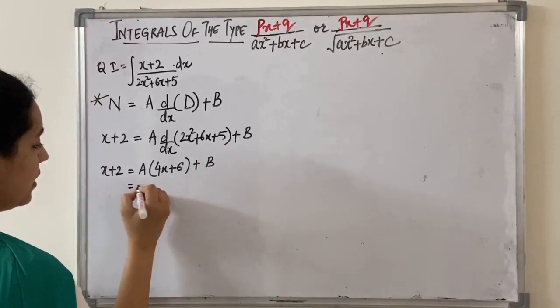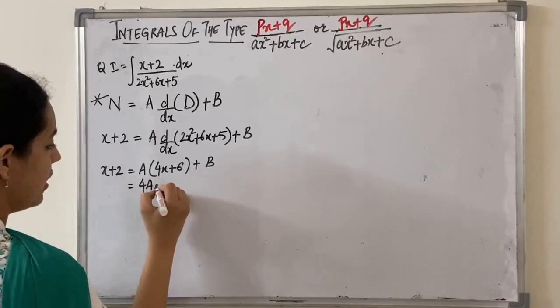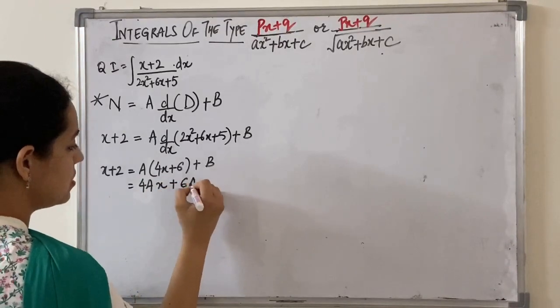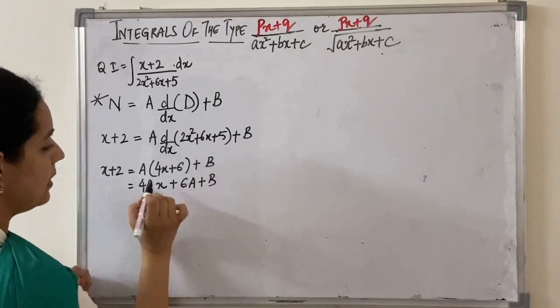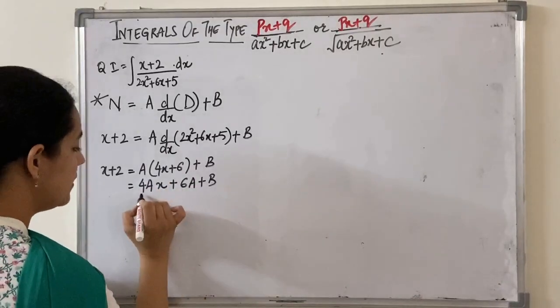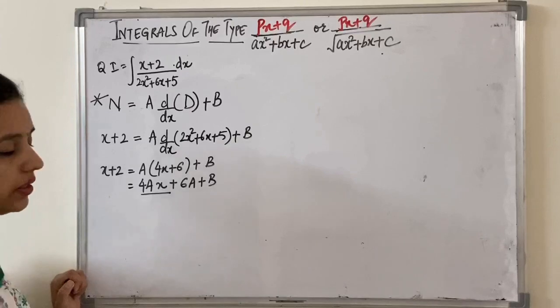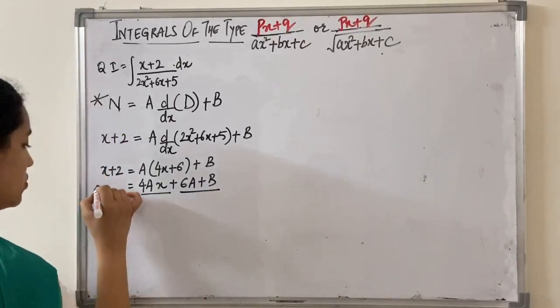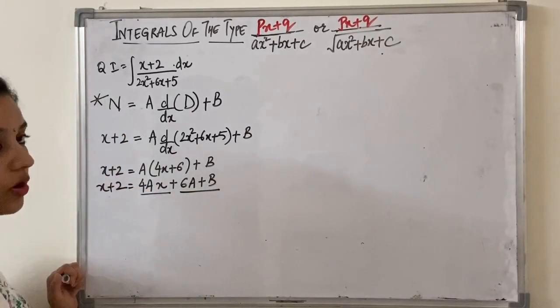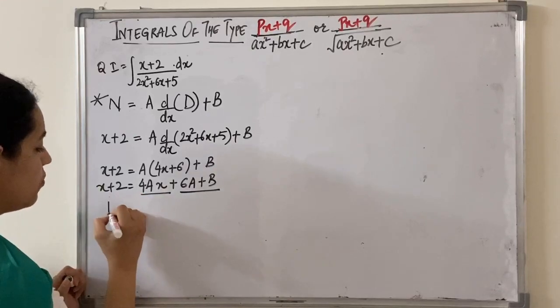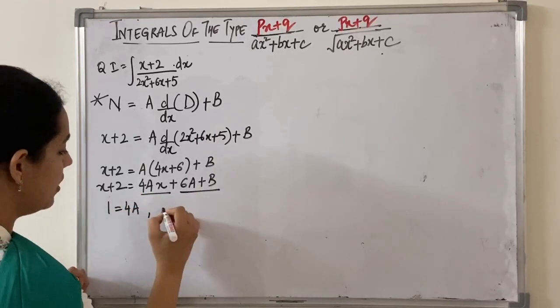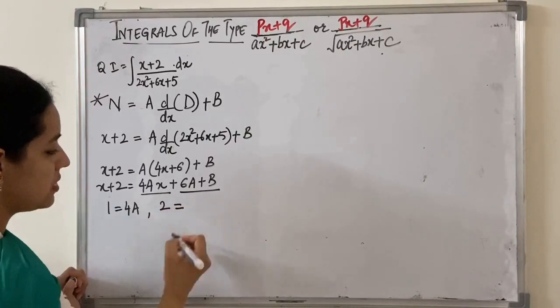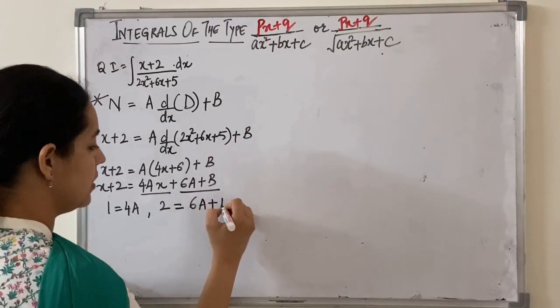So if we compare the coefficients of x and the constant terms, that we will get by multiplying a inside, we get 4ax plus 6a plus b. This part is a term containing x and this is a constant. So we compare the coefficient of x on both sides, we get 1 is equal to 4a, and on the other hand the constants, 2 is equal to 6a plus b.